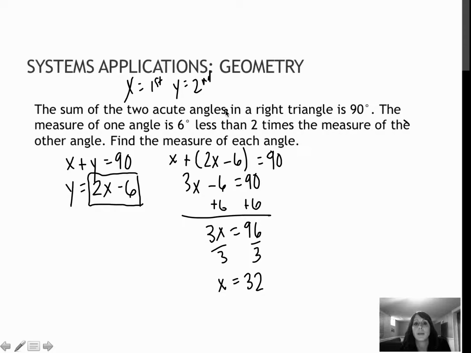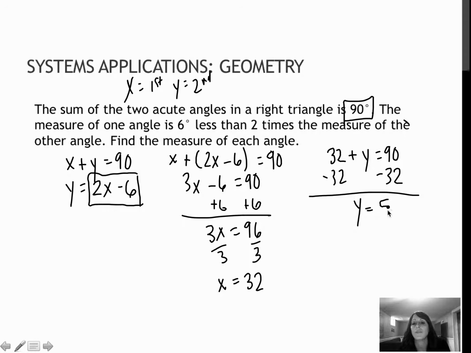I know that the sum of the two angles is 90 degrees, and we call that complementary in geometry. Complementary meaning they add up to 90, or supplementary meaning they add up to 180. In this case, I have 32 plus y equals 90 because they are complementary. By subtracting 32, I get that 58 is the other value. And then I would write a sentence that the measures of the two angles are 32 degrees and 58 degrees.